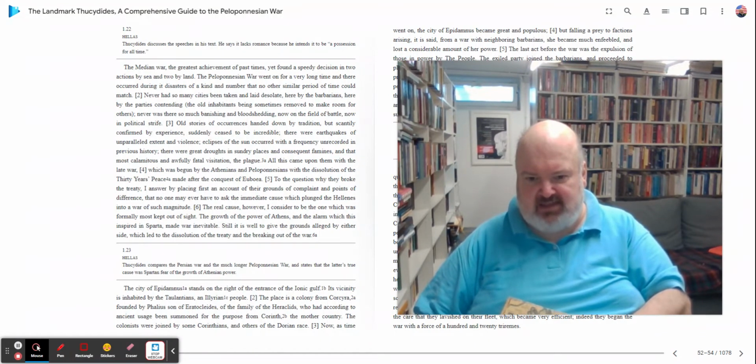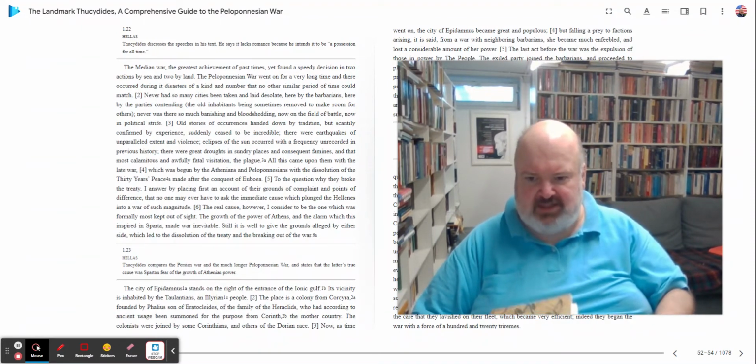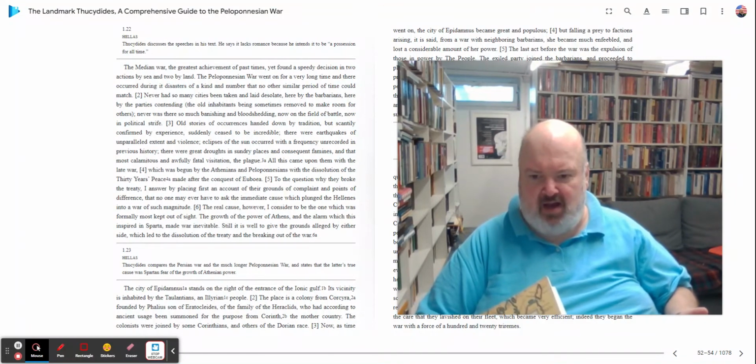The place is a colony from Corcyra, which was founded by Phalius, son of Eratocleides, in the family of the Heraclids, who had, according to ancient usage, been summoned for the purpose from Corinth, the mother country.